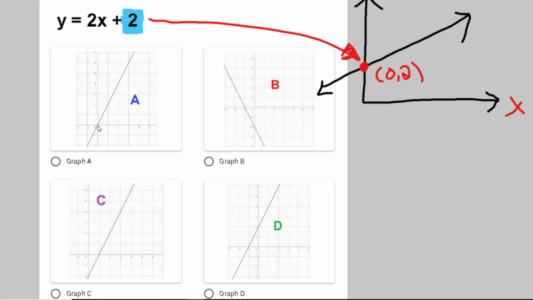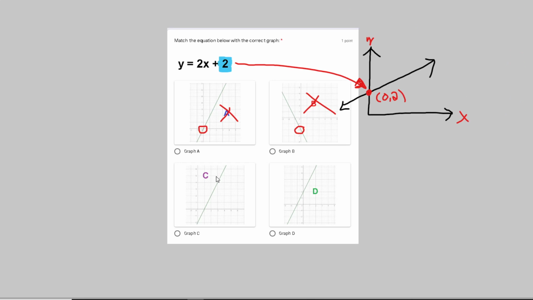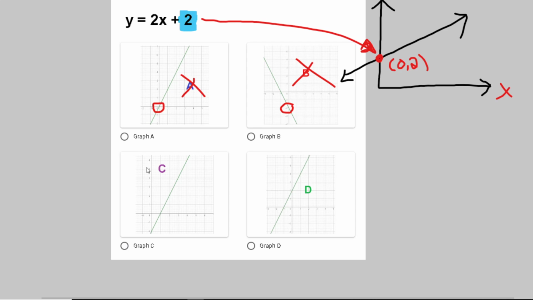Well, if you look at A, this goes through the origin, so that can't be it. This looks like it's going through negative 2, so this can't be it. And then C is also going through negative 2, so this can't be it. Well, by process of elimination, or you can just look at the graph, you see that this is crossing through and has a y-intercept of 2. So your correct answer must be D.